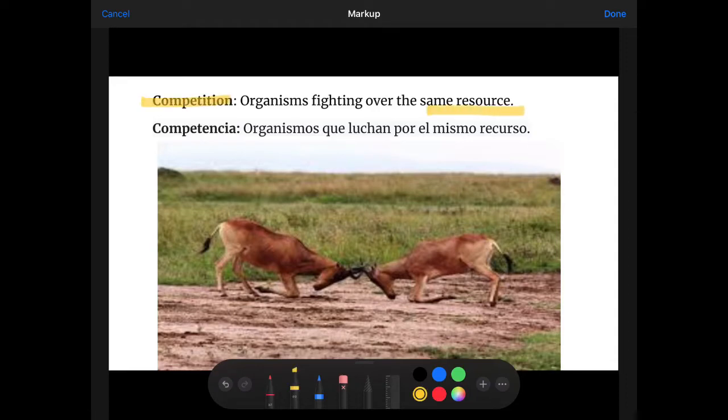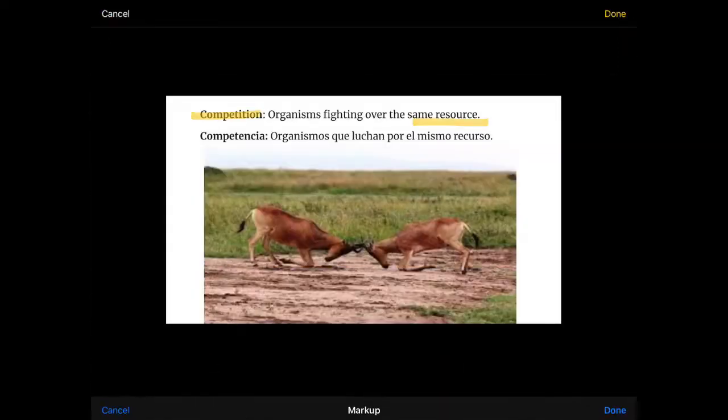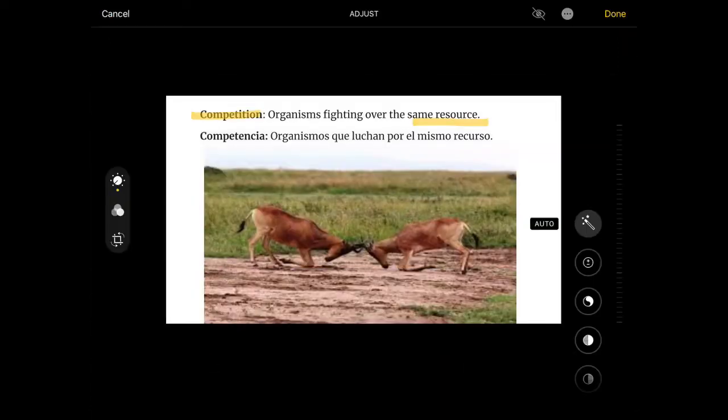Now let me try to say it in Spanish. I can't promise my Spanish is great, but I'm going to try. Competencia, organismos que luchan por el mismo recurso. Now you can see here that we've got two elk and they're competing over something. Maybe it's a mate, maybe it's food, we don't really know, but they're competing.